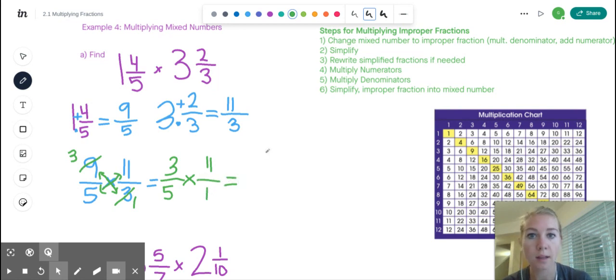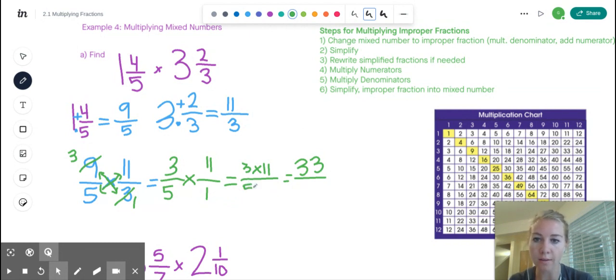Okay. Step 4 says to multiply the numerators. Remember, those are our top numbers. Just drawing in our fraction bars here. Okay, our numerators are 3 and 11. We need to multiply them. So 3 times 11 is 33. Okay, and then step 5, multiply the denominators, which are 5 and 1. So 5 times 1 is 5. Okay, step 6, simplify improper fraction.